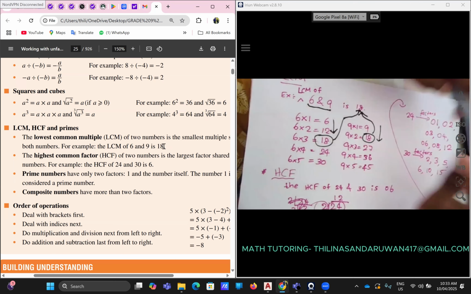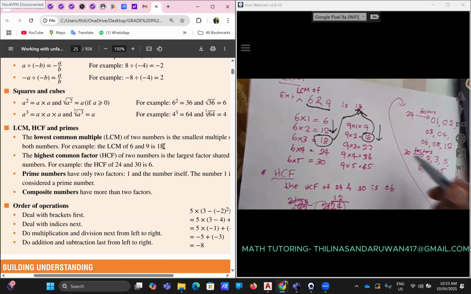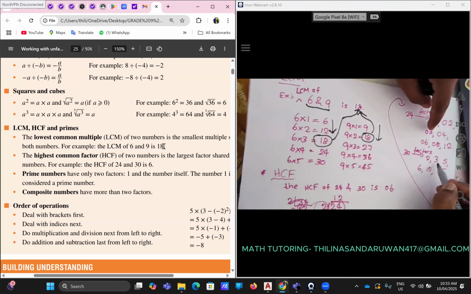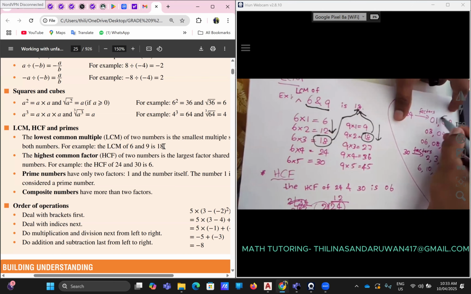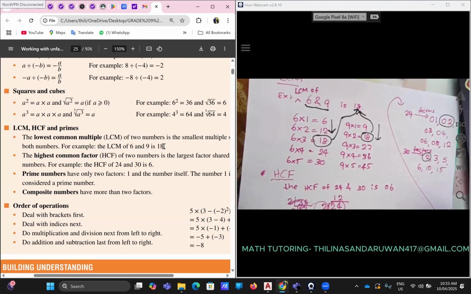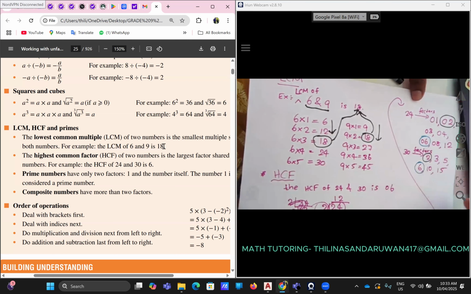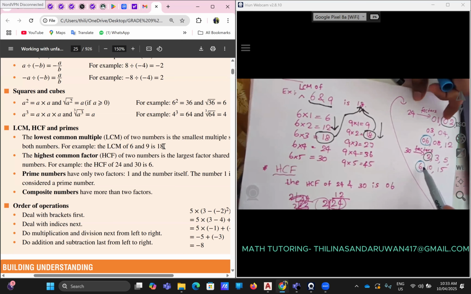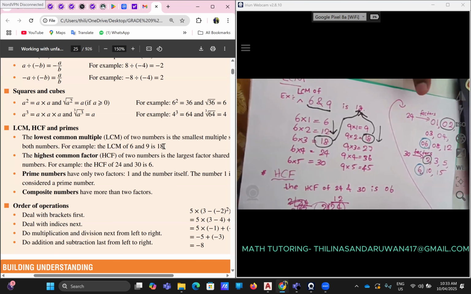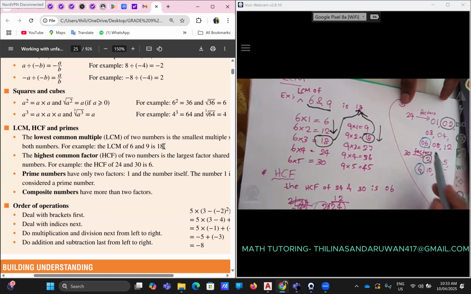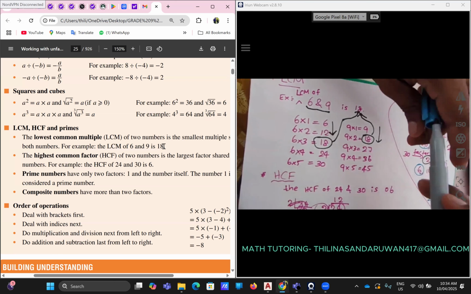So let's see what the highest common factor of 24 and 30 is. Is it 1? No. Both of these have 2, but they have 3 as well, and 6 as well. So 2, 3 and 6 are the common factors, but HCF means the highest common factor. 6 is definitely higher than 2, which means 6 is the highest common factor of 24 and 30. That's all.